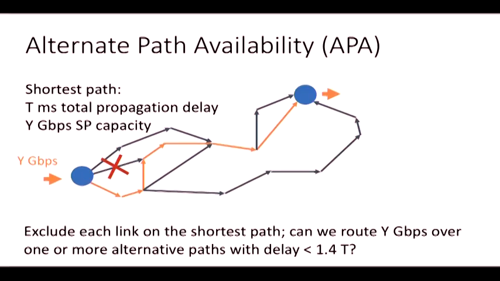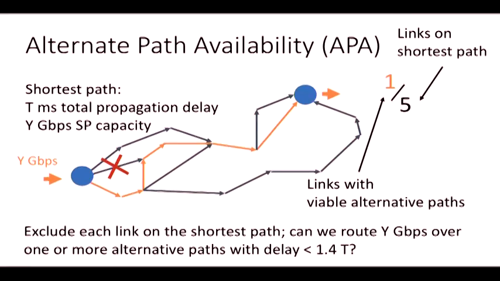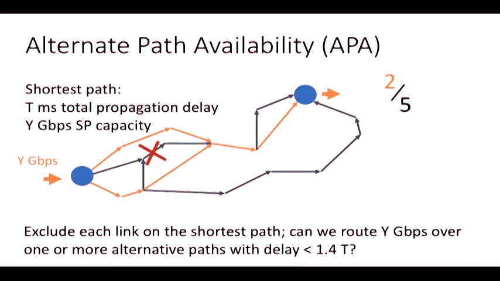Okay, so let's try it with the first link. First link is fine. This is what the alternative looks like. And as we do this, we're going to keep track of the number of links with viable alternative paths. And this is 1 because we've only tried the first link. So let's try the second link. Second link is fine. Third link is fine.